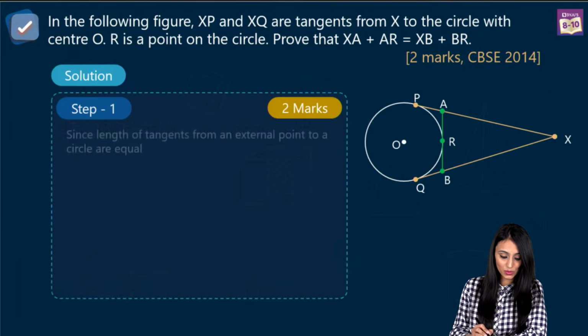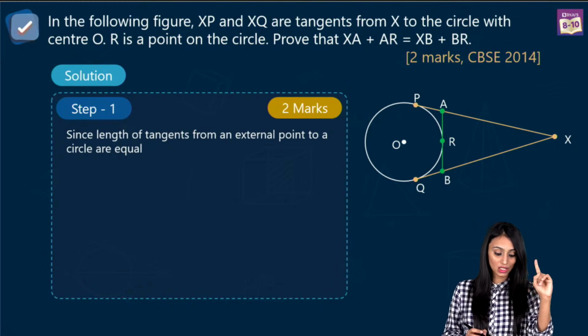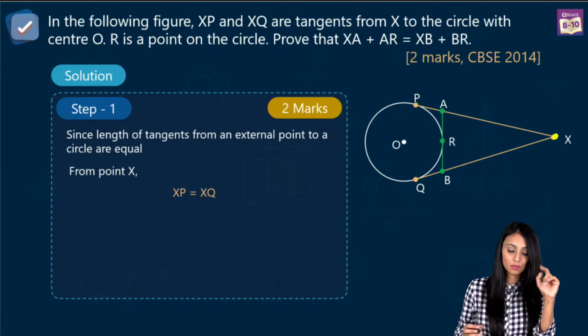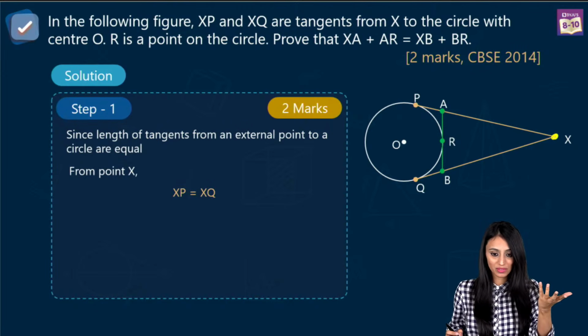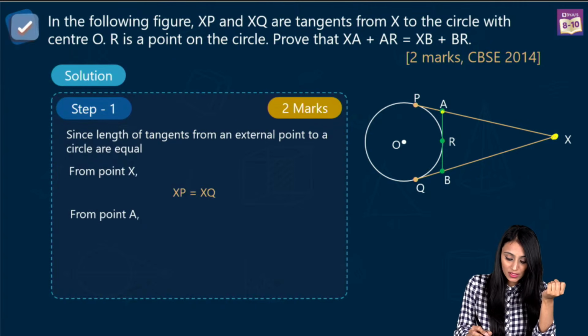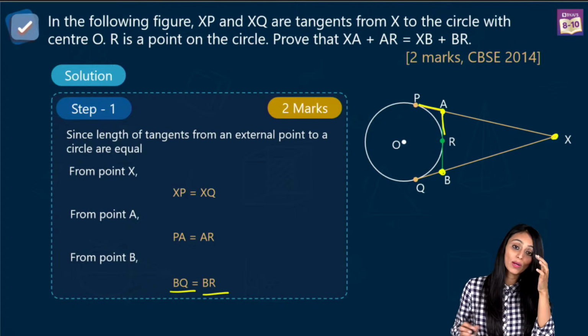Alright. Let's take a look at how to solve this. First of all, we know that lengths of tangents drawn from an external point to a circle are equal in length, right? So from this point X, this is the external point, I can say XP equal to XQ. This is what I showed you in the previous slide, right? Similarly, this is also an external point for the circle. So AP and AR are going to be equal, right? Similarly, this is also an external point. So I can say from this point B, BQ and BR are going to be equal.